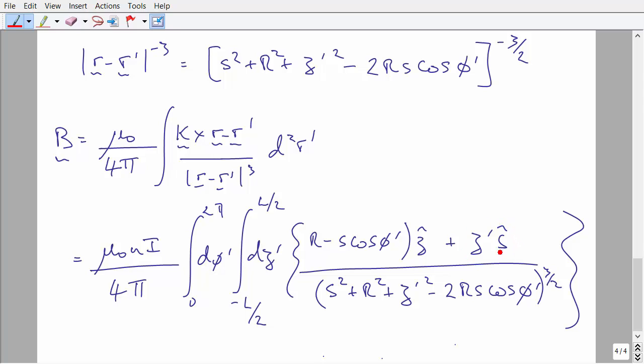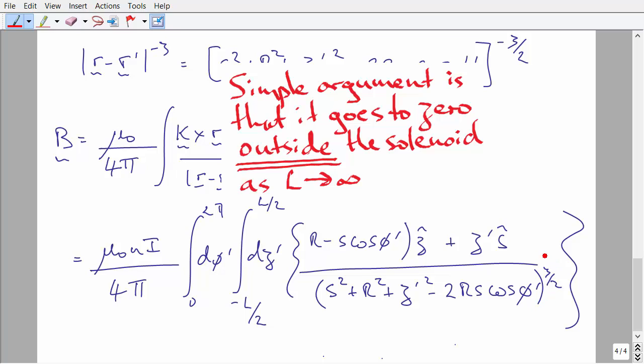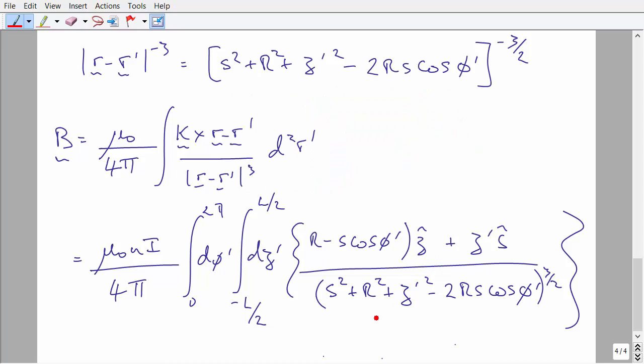The question, however, becomes this piece here. In the simple arguments made using Ampere's law, it's argued that this term here goes to 0 in the limit that L goes to infinity. In other words, the coil becomes infinitely long. And that is completely unobvious. For infinite sources, it's never obvious to me that the field goes to 0 at infinity. Think about an infinite plane of constant charge. The electric field does not go to 0 as you go to infinity. Infinite sources are a serious problem.